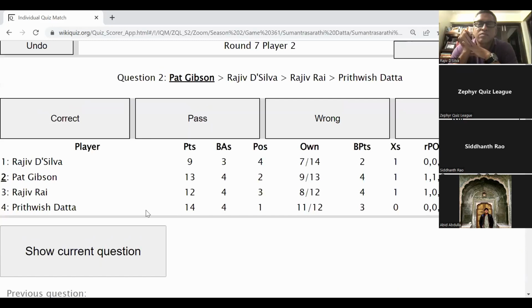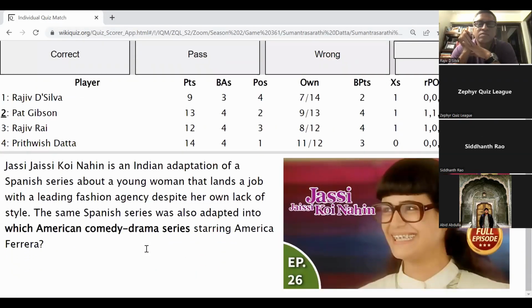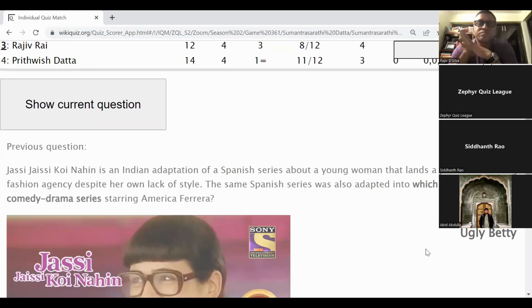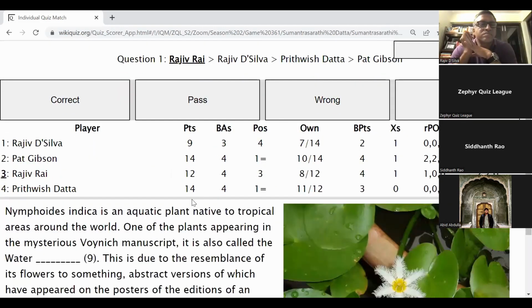And the second one now. Jassi Jaisi Koi Nahi is an Indian adaptation of a Spanish series about a young woman that lands a job with a leading fashion agency despite her own lack of style. The same Spanish series was also adapted into which American comedy drama series starring America Ferrera? Ugly Betty. Is indeed correct, Ugly Betty. And your directs now, Rajiv Rai.